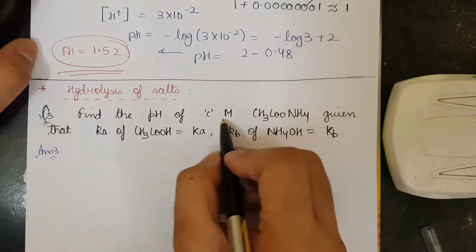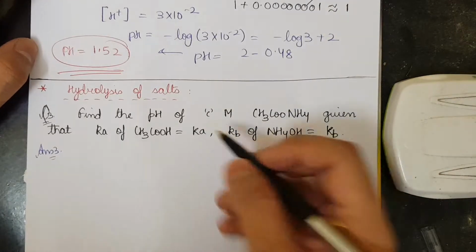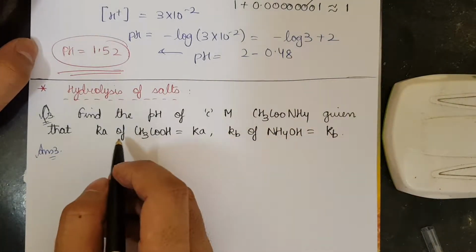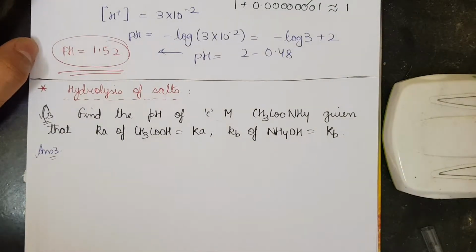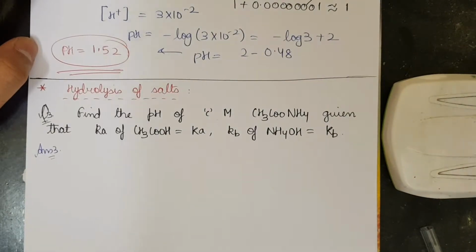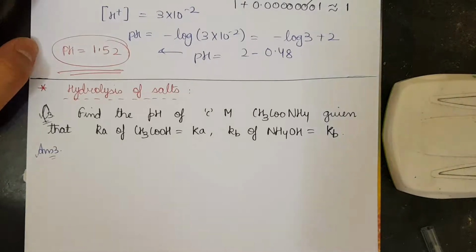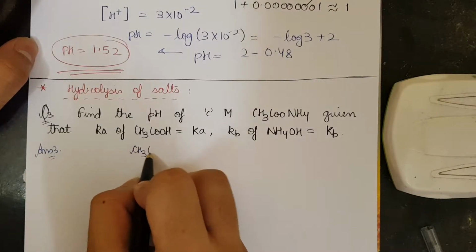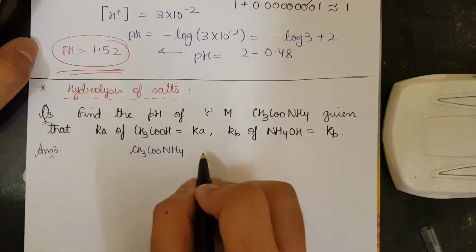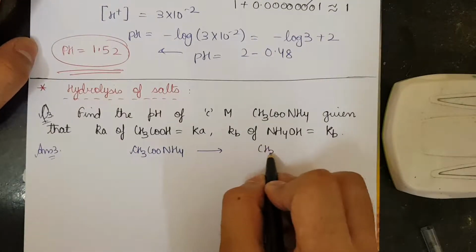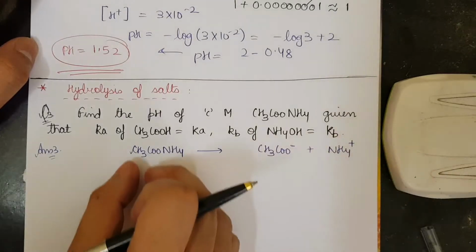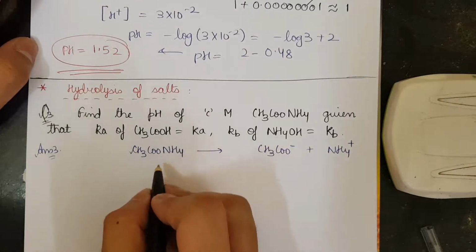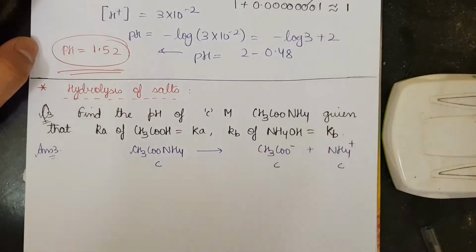We have been given the concentration of the salt as C molars, any general C molars, and we have been given the Ka of the acetic acid and Kb of NH4OH, which can also be written as NH3. Let us try to solve it. Now why is this mentioned as hydrolysis of salts? First of all, you need to understand that thing. We have been given CH3COONH4, which basically breaks down as CH3COO minus plus NH4 plus. This is the basic breakdown of this salt. This is C molars, this is also C molars, this is also C molars.